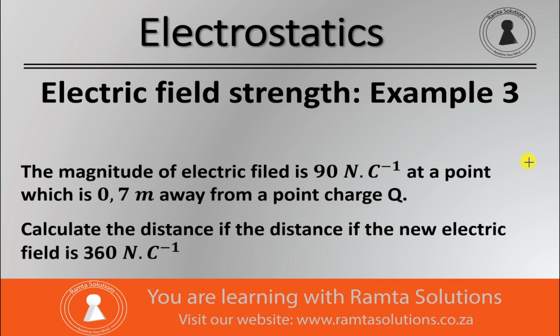The magnitude of an electric field is, oh boy, I still said electric field. Electric field is 90 Newton per Coulomb at a point which is 0.7 meters away from a point charge Q. Now it says calculate the distance if the new electric field is 360 newtons per Coulomb.